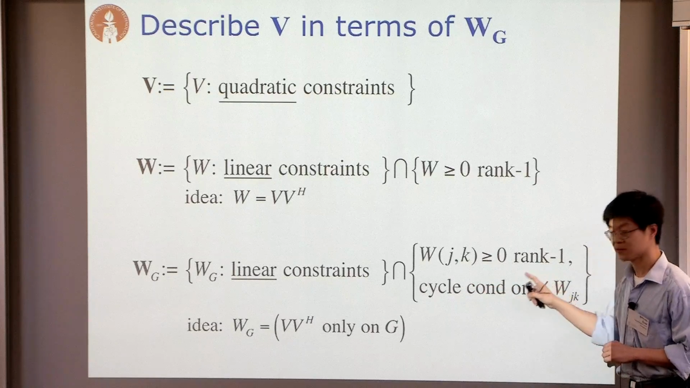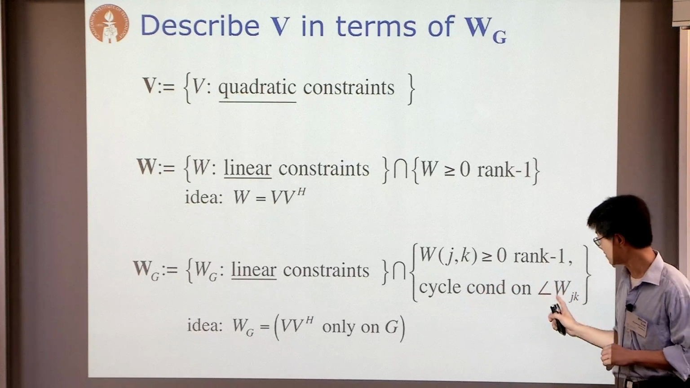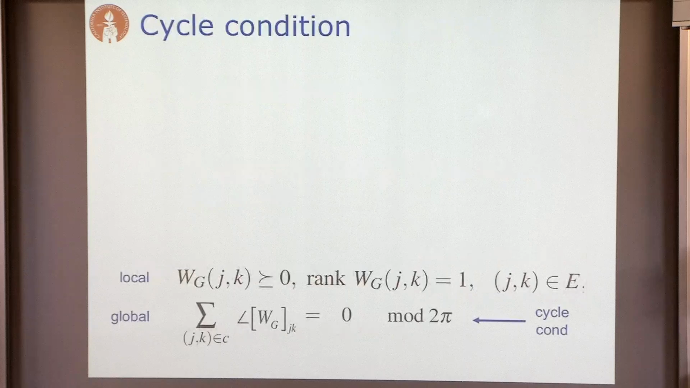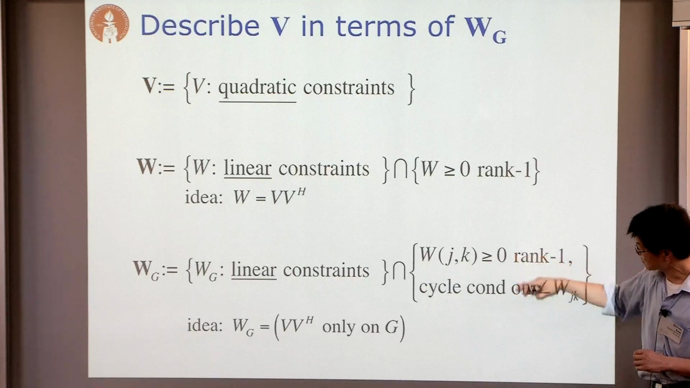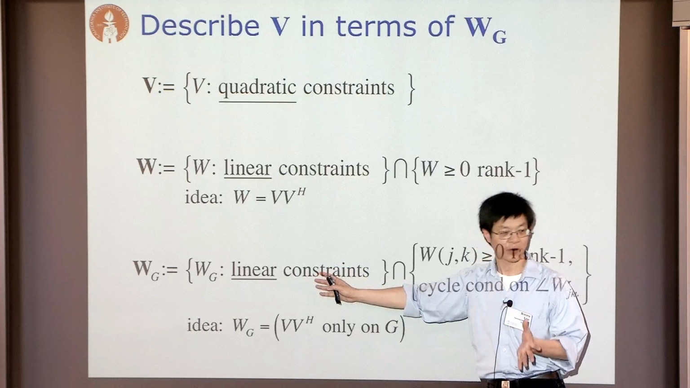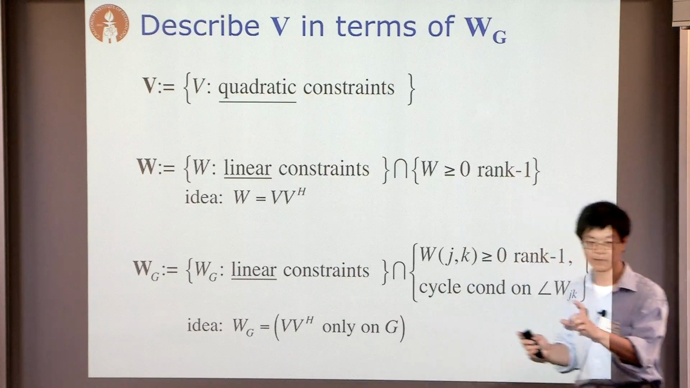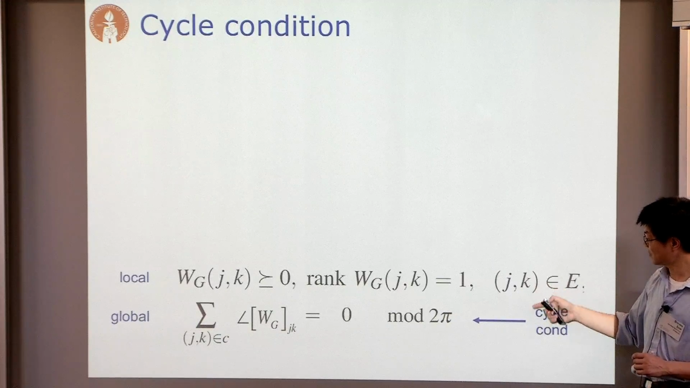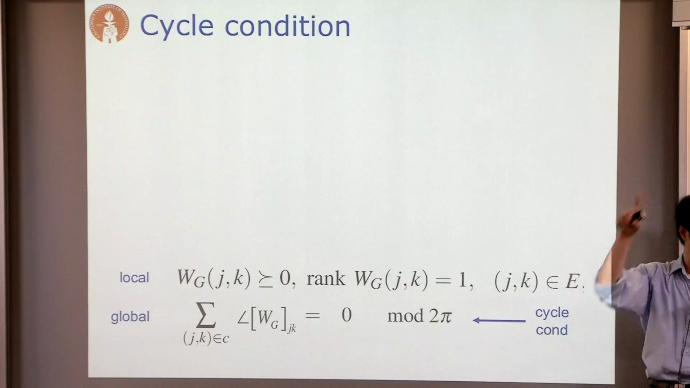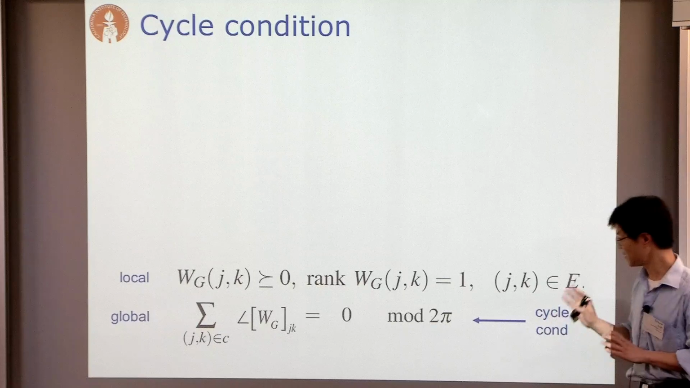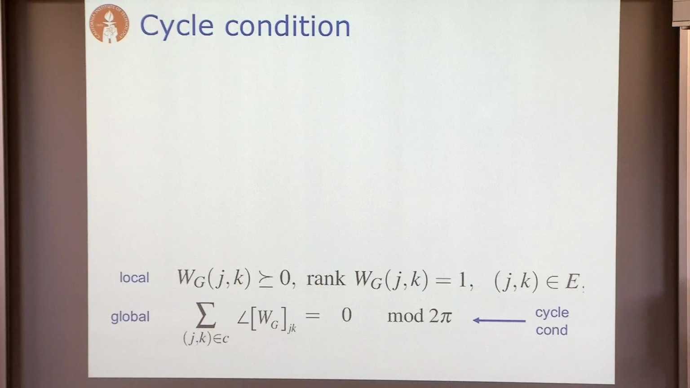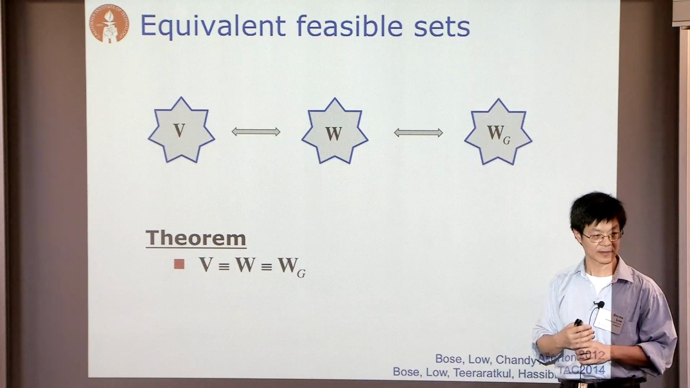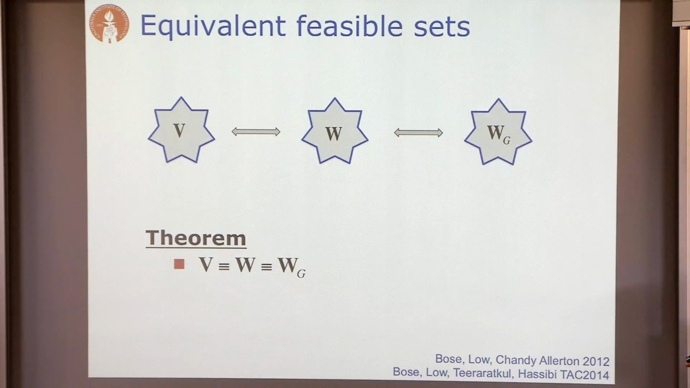But then you require the cycle condition. There's some condition on this WG, the set of complex numbers. The only thing I want to point out is that if you look at these two conditions, these are local in the sense that each equation involves variables at the two ends of a line. Same here, but this is global. The cycle condition is global. It depends on the variables on the entire cycle. And that has a lot of complexity. And then you can show that indeed all 3 sets are equivalent in the sense there's a one-to-one mapping among them.